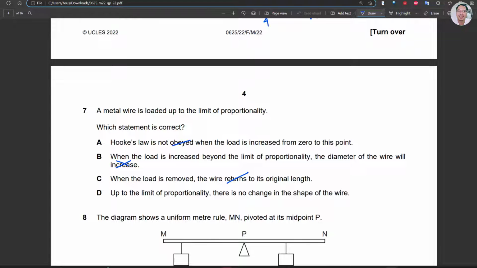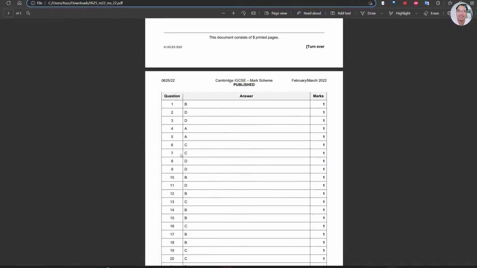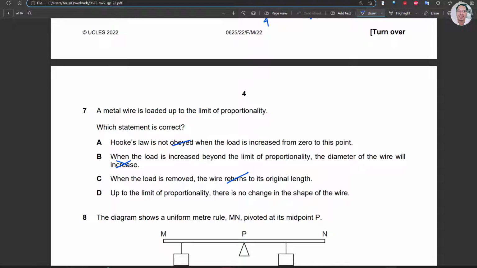7C. Wow. Is it because it hasn't reached the proportional limit yet? Loaded up to the limit. Up to, but not yet over, huh? Oh, yeah, not over. Okay. Not over, so it can return, yeah. It can return. Yeah. A and B are definitely wrong.